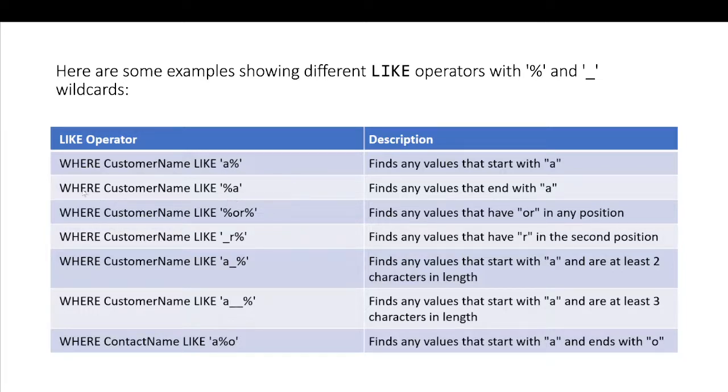Next, customer name like percentage a. This means in the beginning it can be any kind of letter, any number of letters, but the customer name should be ending with a. So whichever customer name ends with a, it will display all those names.